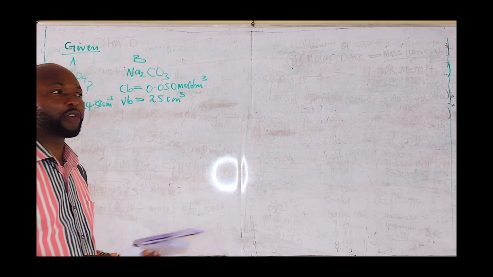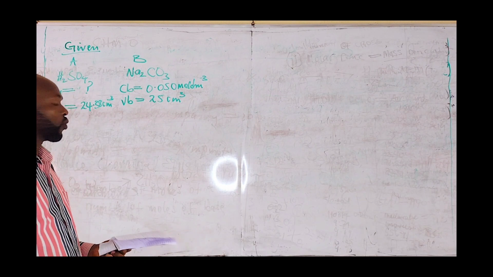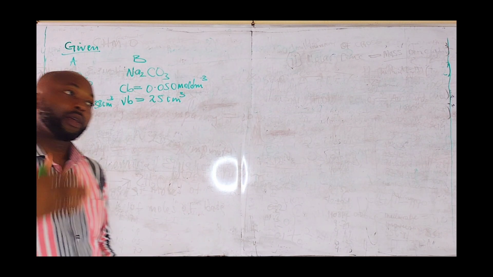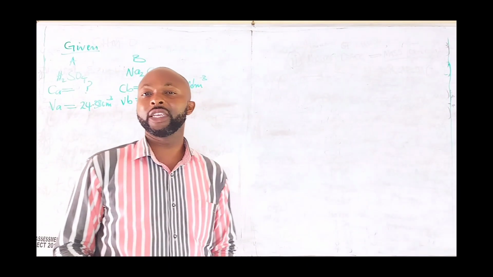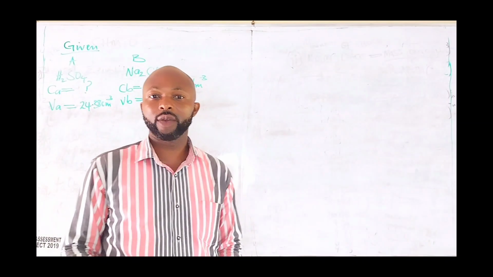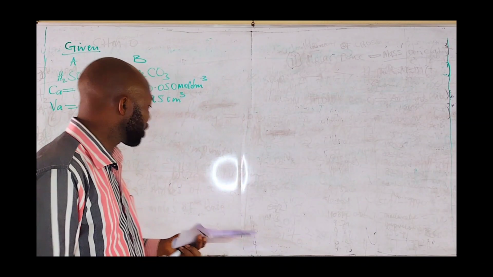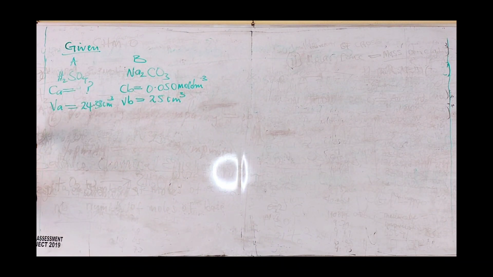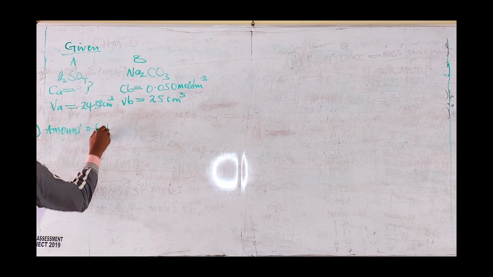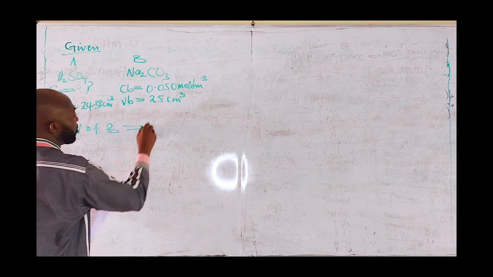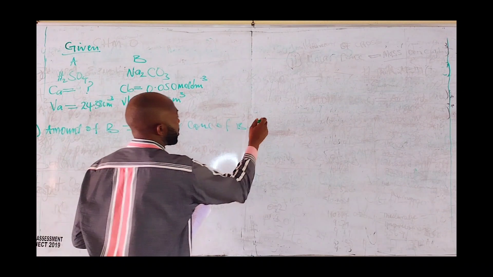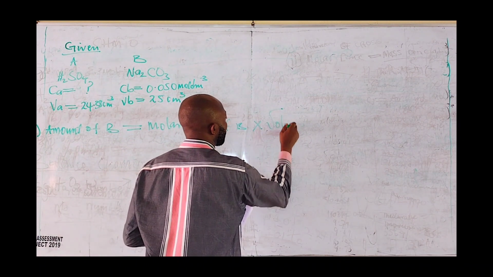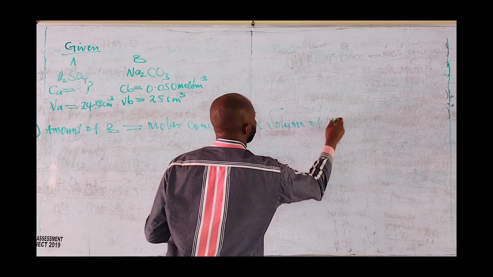Now, remember, I gave you a whole lot of formulas for amount. One of the major formulas for amount is molar conc times volume. But remember, I said the volume must be in dm cube, which means we divide it by 1000. So let's start. Now, question number 1, amount of B is equals to molar conc of B times volume of B.